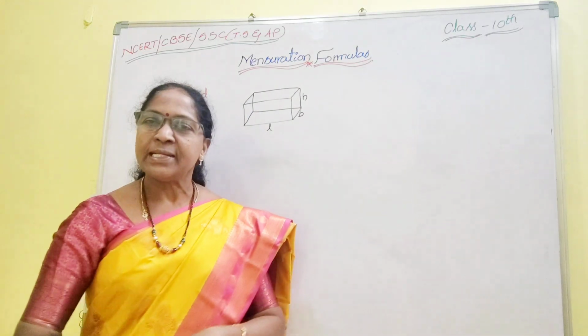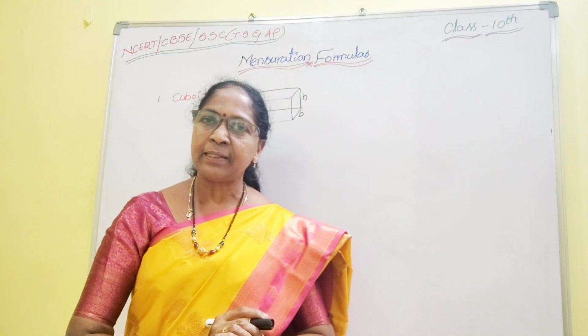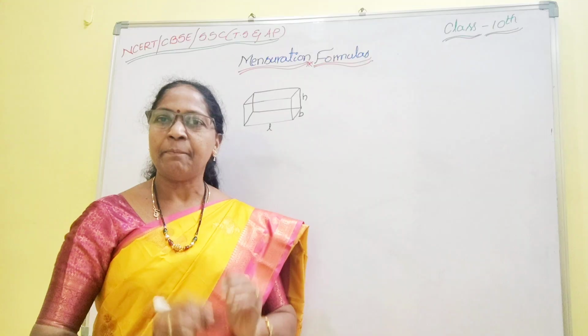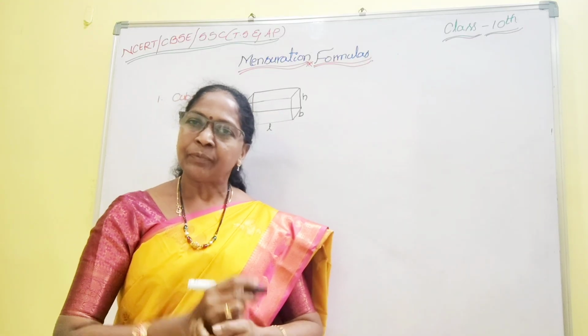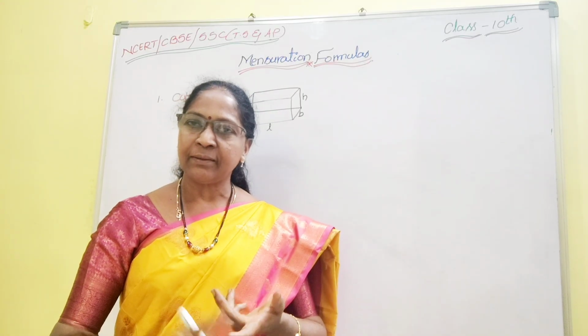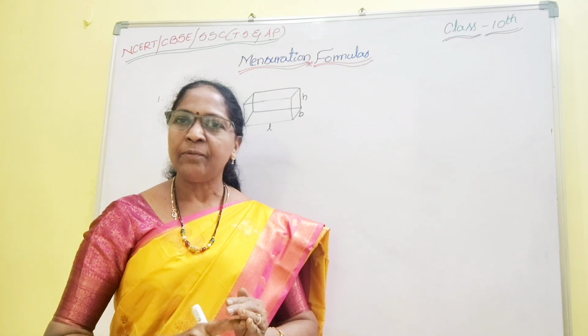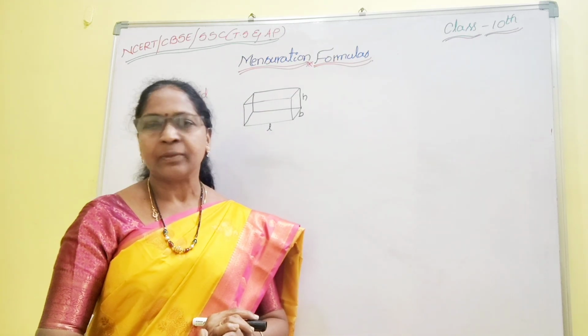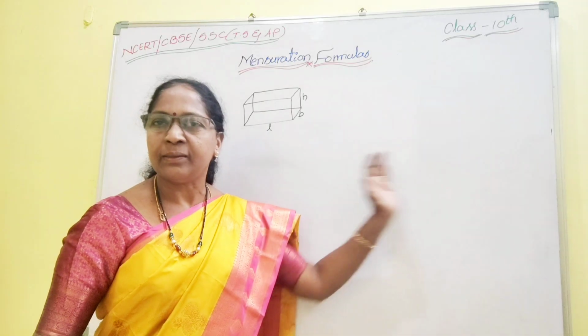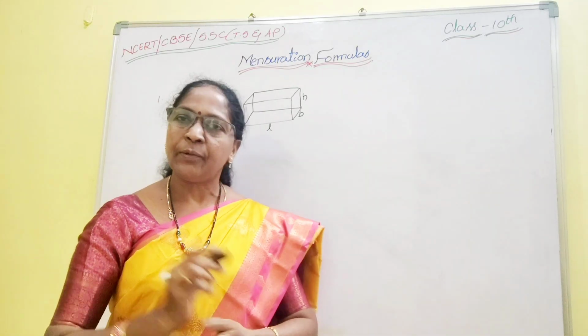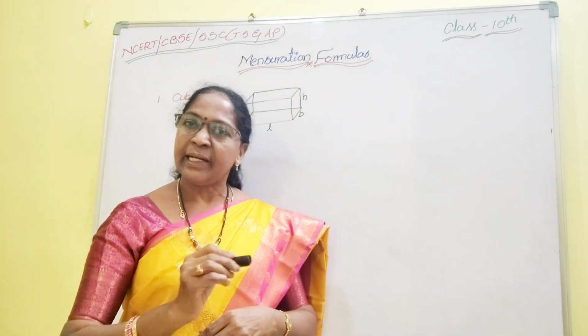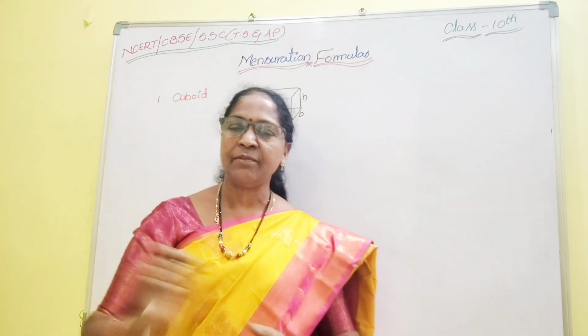So, what is mensuration? Mensuration is a branch of mathematics which deals with measuring geometrical figures, especially measuring length, area, perimeter, surface areas and volume for 2D and 3D figures. So what are 2D figures and what are 3D figures? 2D is nothing but two-dimensional figures. 3D figures are nothing but three-dimensional figures.